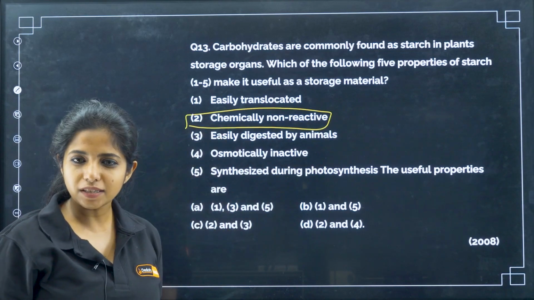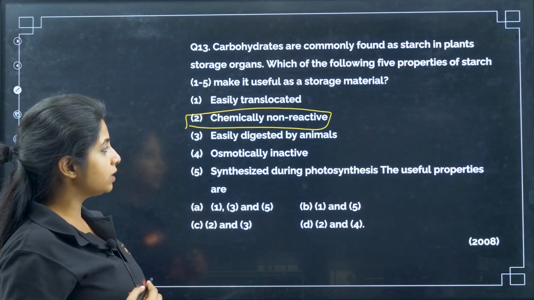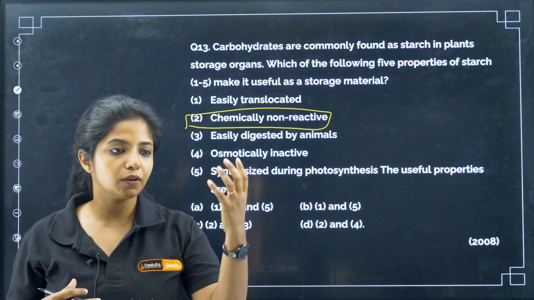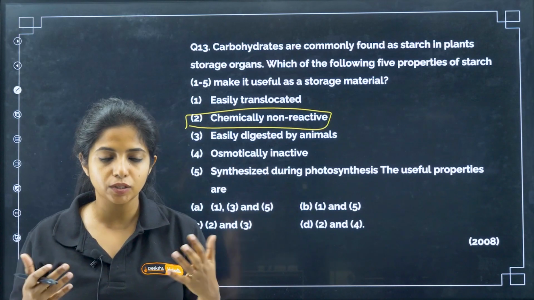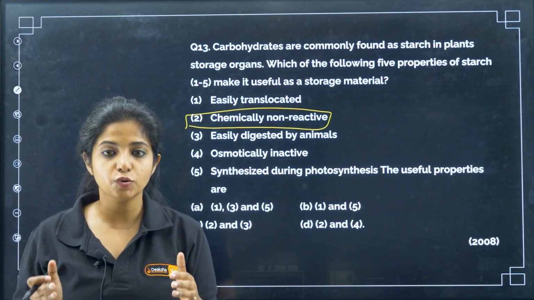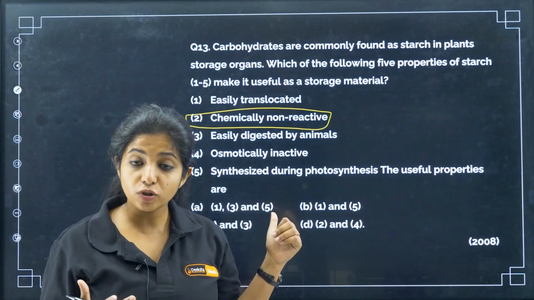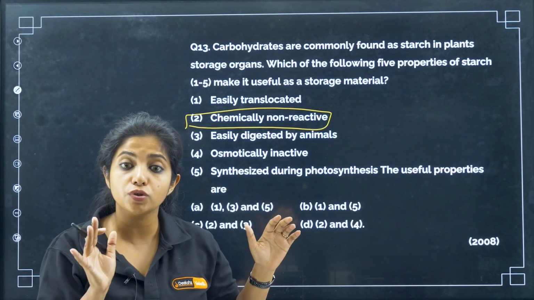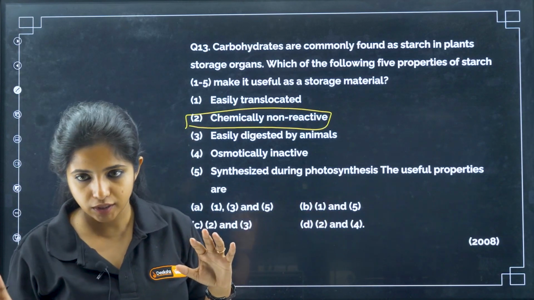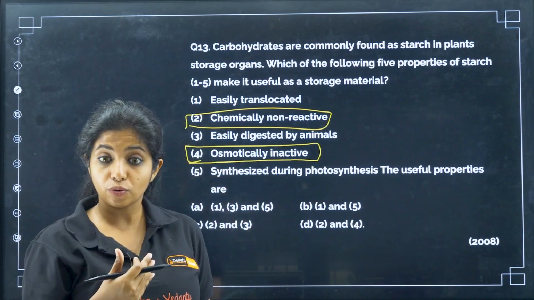Easily digested by animals? Well, it is. But does it count for being a storage material? No. Osmotically, it is inactive. That means, for example, if I add up starch up there, the other cells would not be losing up water. That is what it means. It does not disturb the osmotic balance in there. Yes, starch, when it is there, it would not allow the disturbance of the osmotic balance. So, I say it is osmotically inactive. In the case of starch, if you put just glucose, what will happen? All the water will be coming in, and a lot of things would be happening. There will be disturbance caused there. So, yes, starch is osmotically inactive, which is why it is considered to be a good storage substance.